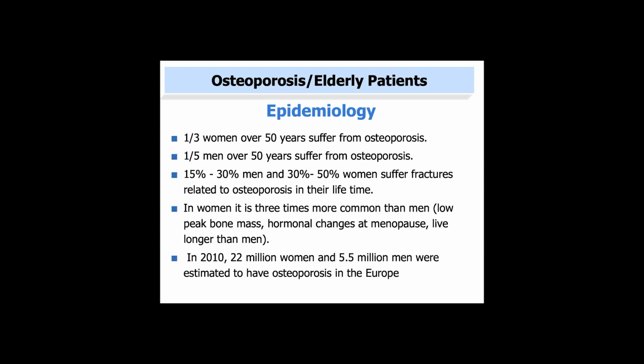Approximately 1/3 of all women over 50 years suffer from osteoporosis. 20% of men over 50 years suffer from osteoporosis, and 15 to 30% of men and 30 to 50% of women suffer from fractures related to osteoporosis in their life. In women, it is 3 times more common than in men to have a fracture because they live longer, have hormonal changes, and a low peak bone mass. In 2010, 22 million women and 5.5 million men were estimated to have osteoporosis in Europe.